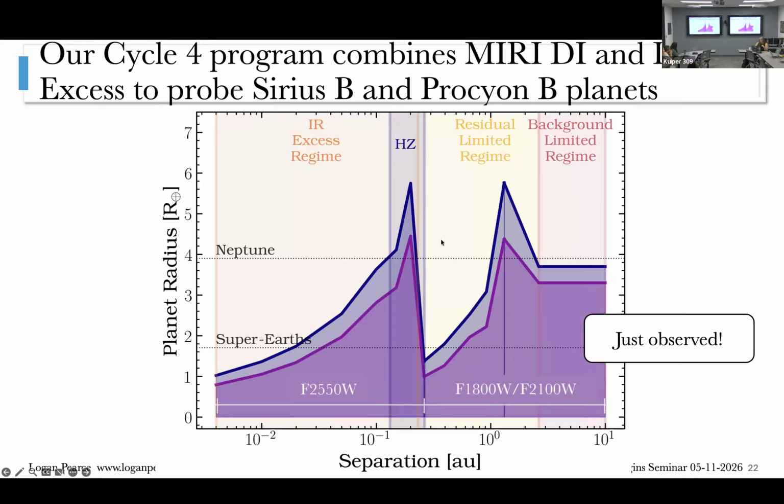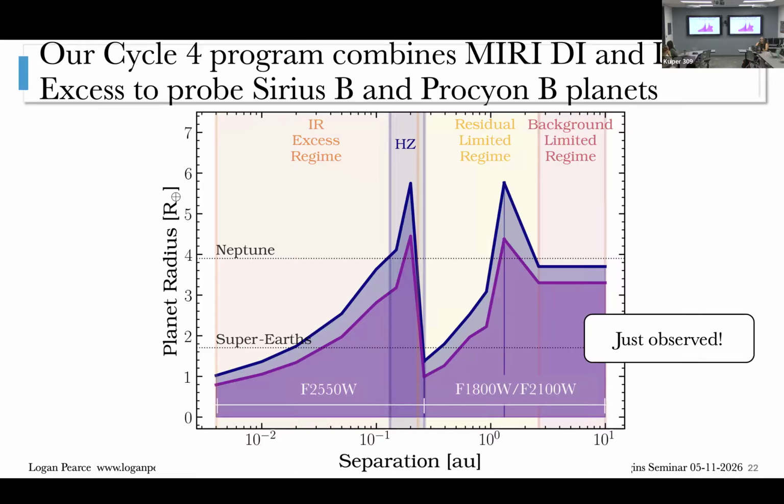So out in this regime, we would use direct imaging techniques to look for cold planets using 18 and 21 microns. And then interior to what we can resolve with direct imaging techniques, we'll use IR-XS to look for infrared excess in the 25.5 micron filter. This program was just observed. I have not got any results yet, so stand by.